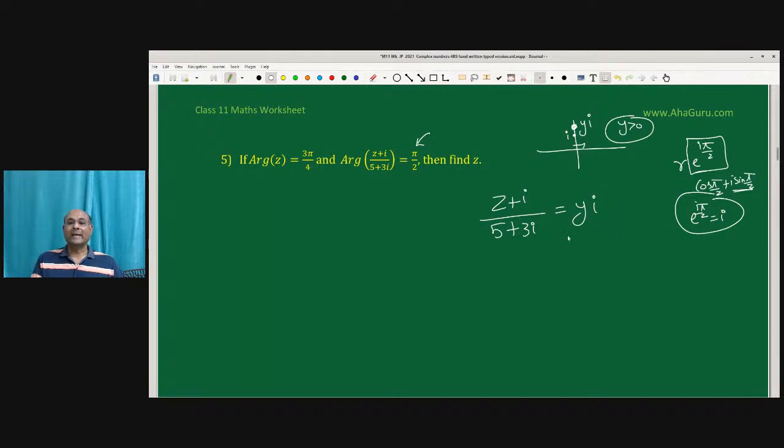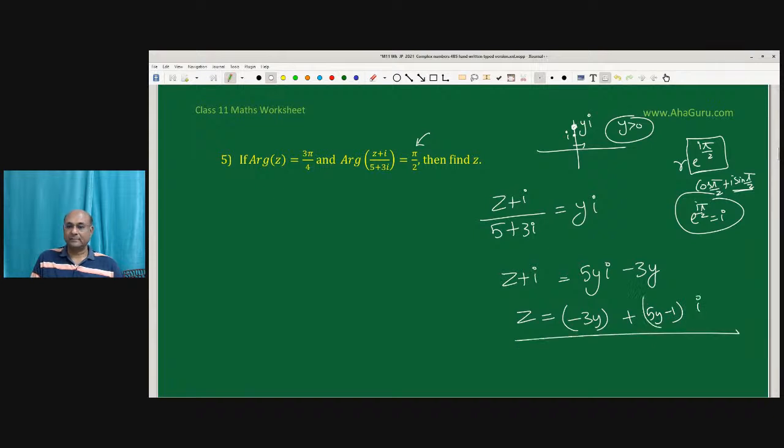So it is R times i, I'm writing it as y times i. Okay? Now if I write it as y times i, z plus i is easy to find. Just multiply. 5y i, 3i times yi is 3y with a minus sign. So z is minus 3y plus (5y minus 1) times i. This is z.